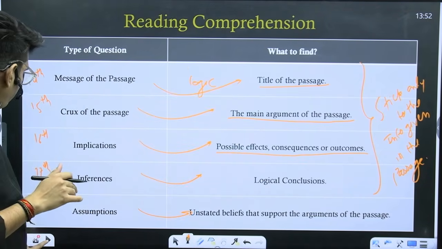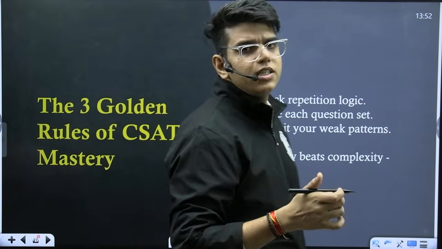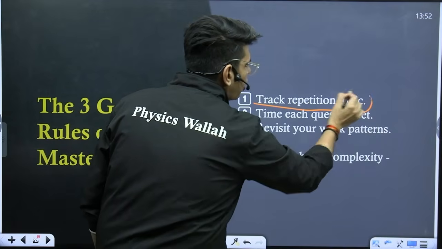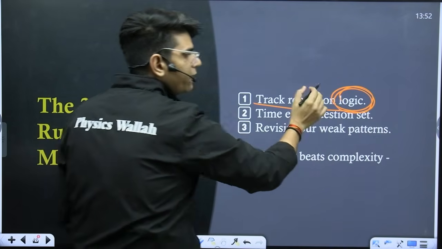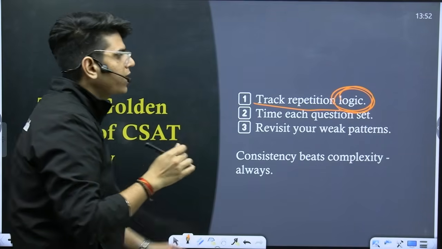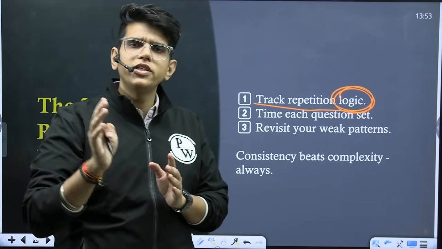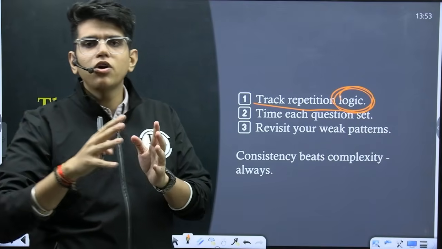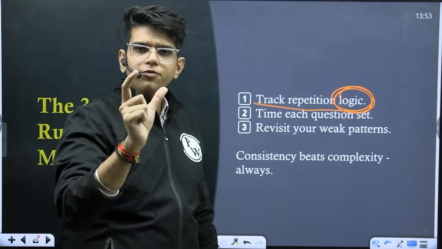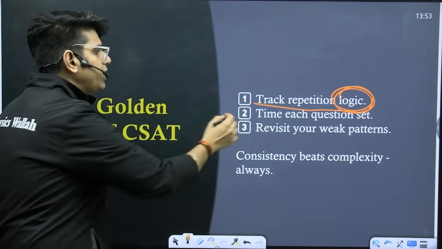So from now onwards, whenever you are solving questions, your habit should be to track the logic. Always try to find if questions are using the same logic. If yes, you can club those questions together and practice them together. If you were initially solving 10, 12, 30 questions, now you only have to solve 2-3 questions of the specific logic and you are good to go. Okay. Time each question set.